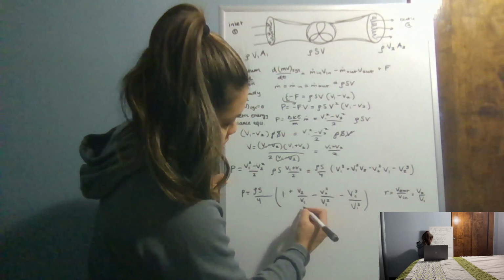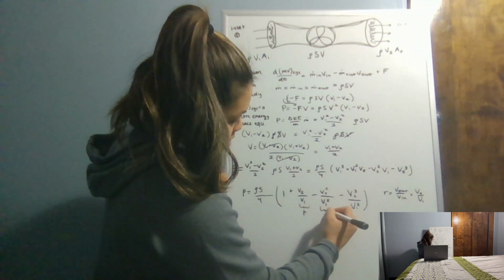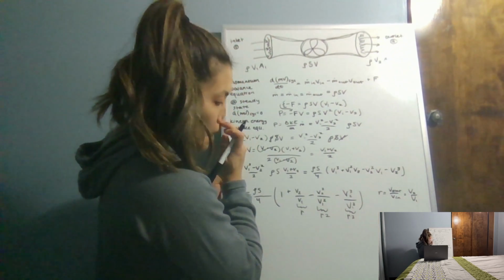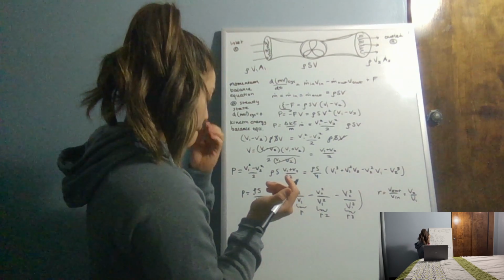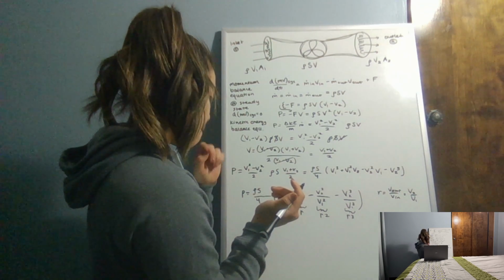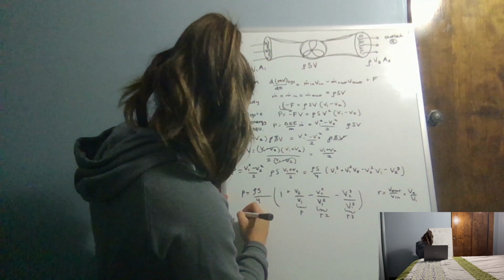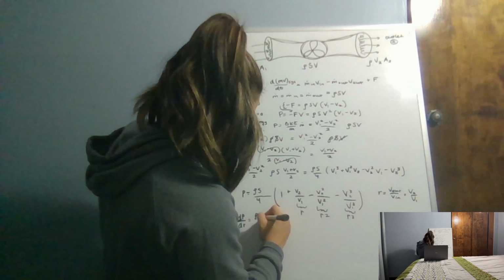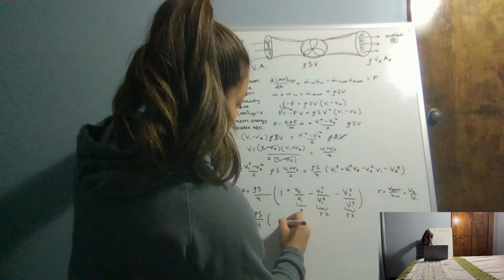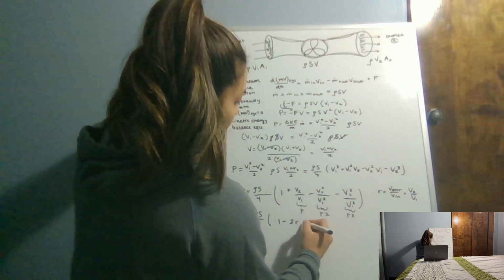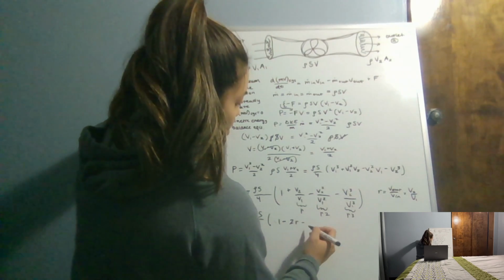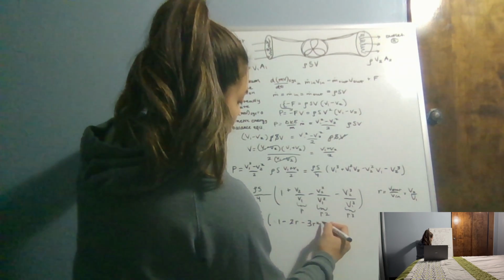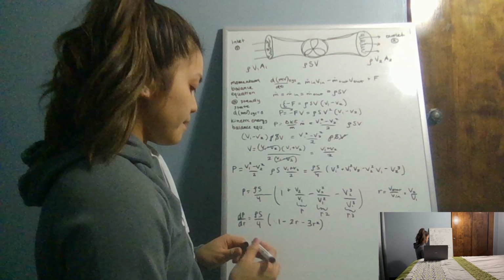What we can do is we see this is just going to be r. This is going to be r squared. This will be r cubed. And so if we take the derivative of the power with respect to r, that will give us 1 minus 2r minus 3r squared.